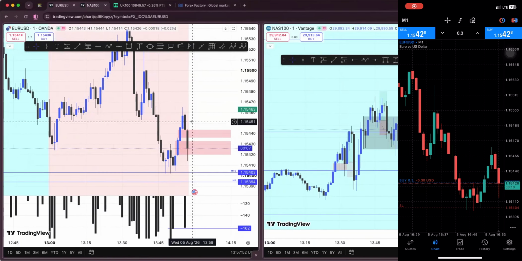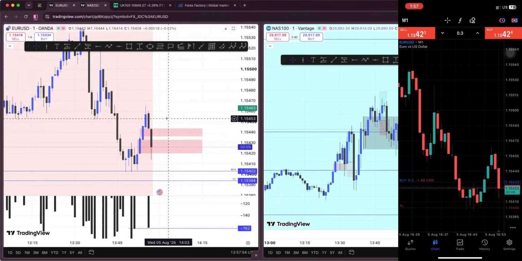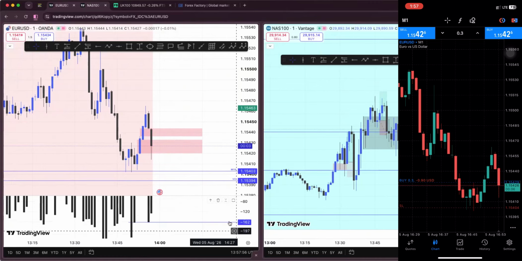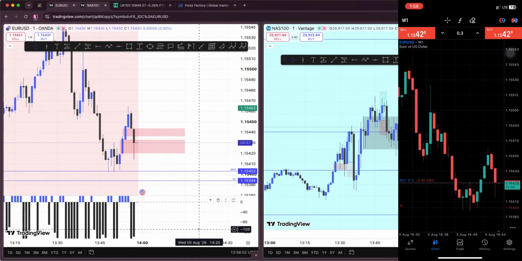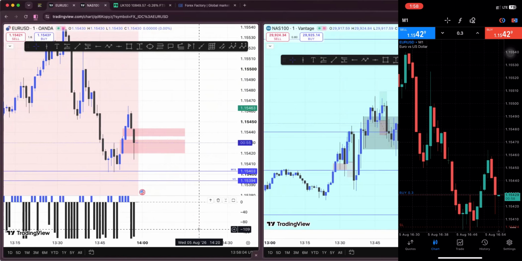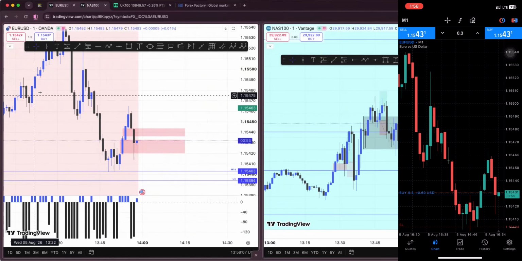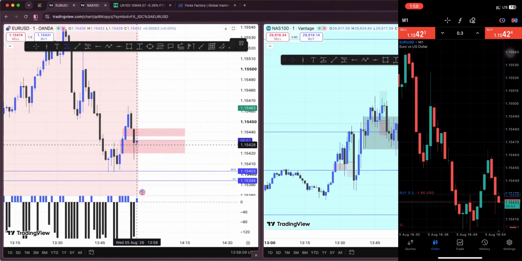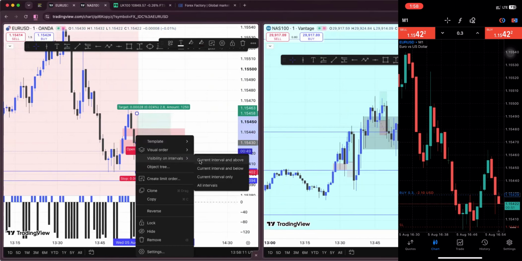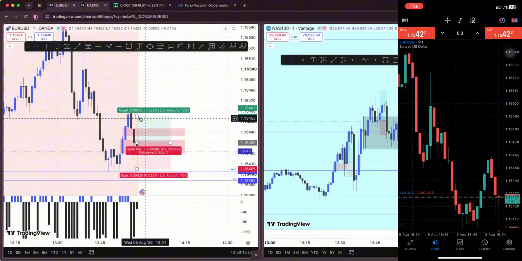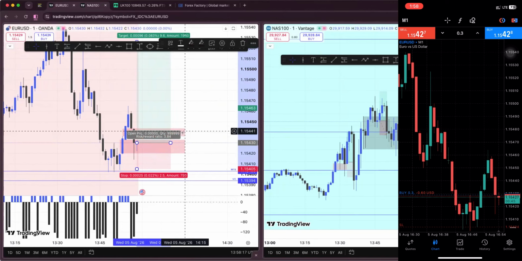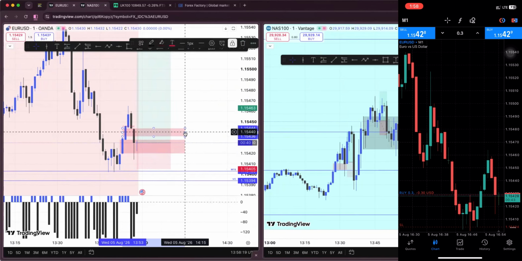So I'm in a trade on EU. I'm already getting tired. I'm in a trade on EU right now. I actually got my entry here, right at the low. So now let's see how EURUSD plays out.